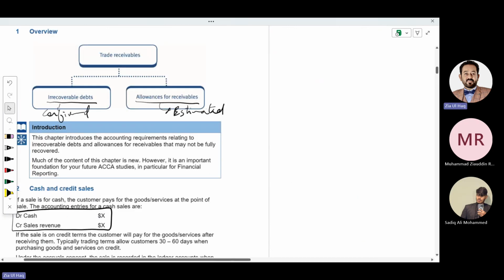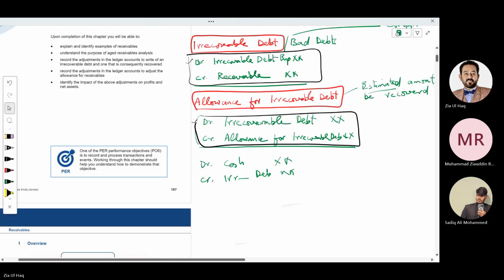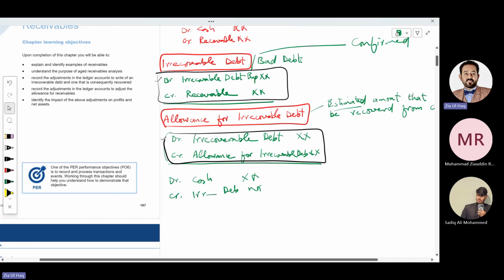Okay, now moving towards our chapter. Irrecoverable debt means confirmed bad debts, and the accounting entry for confirmed bad debts is irrecoverable debt expense debit, receivable credit. Allowance for receivable or irrecoverable debt, we can call it allowance for receivable, means an estimated amount, not confirmed. That accounting entry is irrecoverable debt debit, allowance for receivable credit. Allowance for irrecoverable debt, or you can say allowance for receivable, is credit.